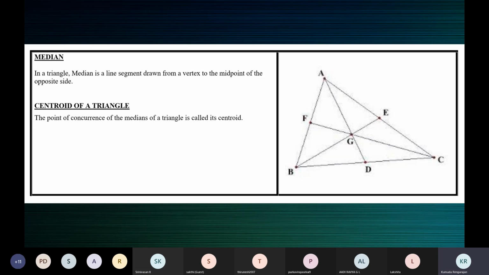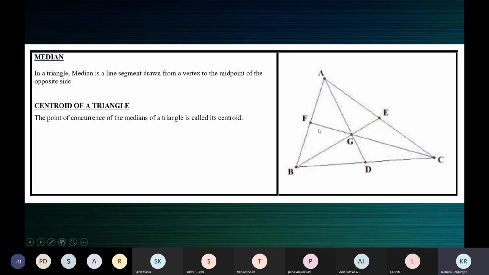Then the other result. Which is the other median? CF. CF is the other median. And does G lie on CF? Yes, ma'am. G lies on CF, and the centroid G divides the line segment CF in the ratio 2:1. So which segment is 2 parts and which segment is 1 part? CG is 2 parts and GF is 1 part.